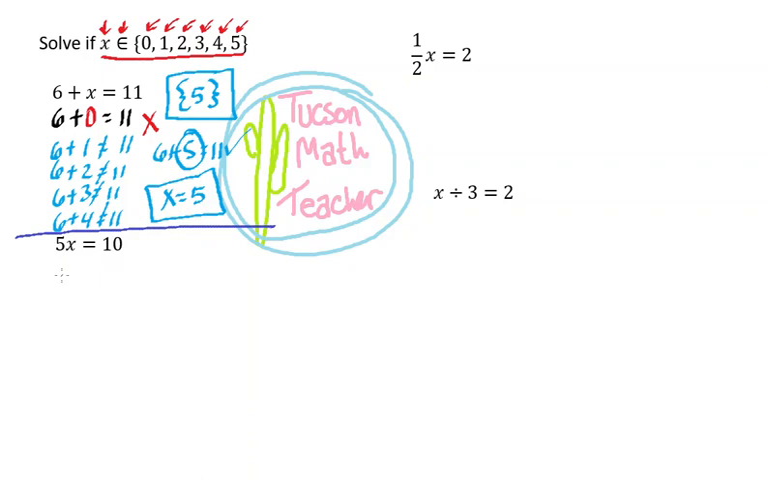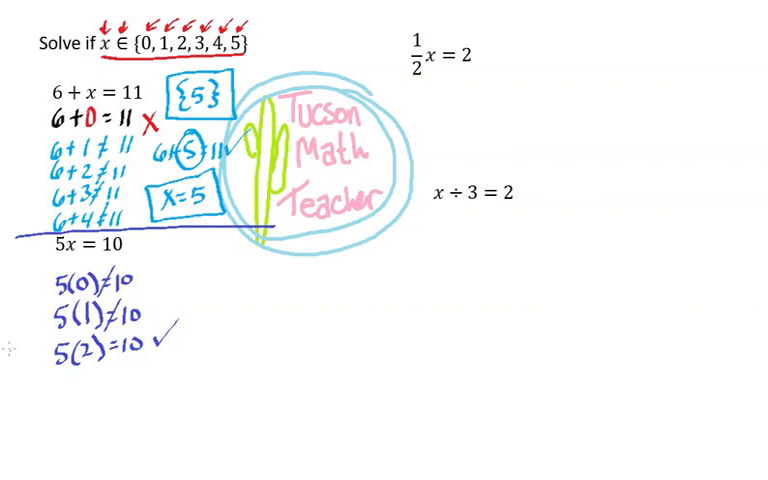So this one says 5x equals 10, so this is a multiplication problem. So 5 times 0 equals 10. No, it does not. 5 times 1 equals 10. No, it doesn't. 5 times 2 equals 10. Yes, it does.